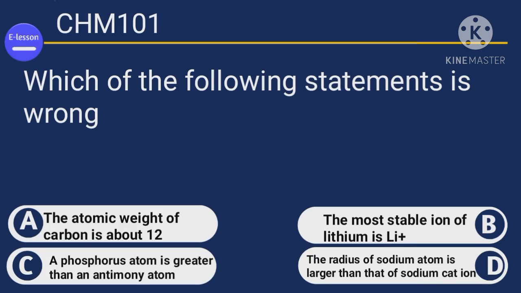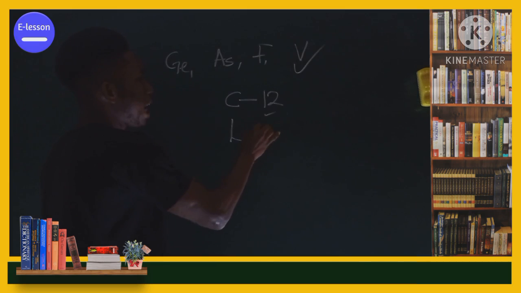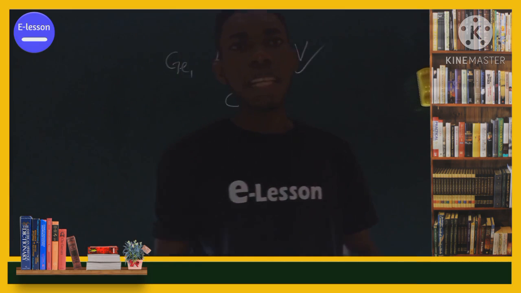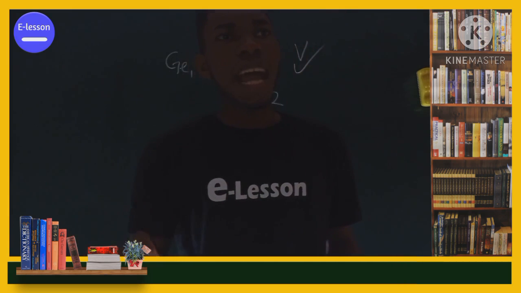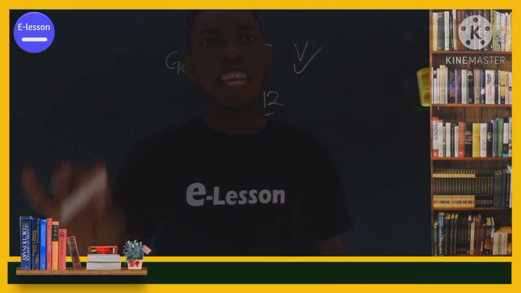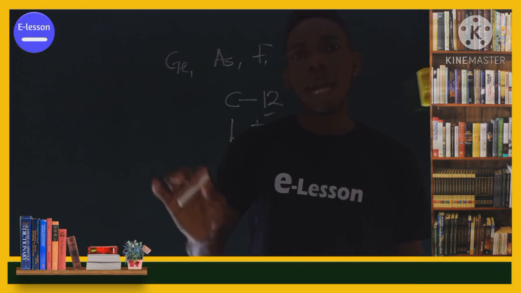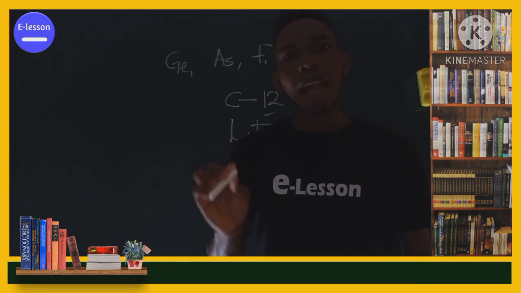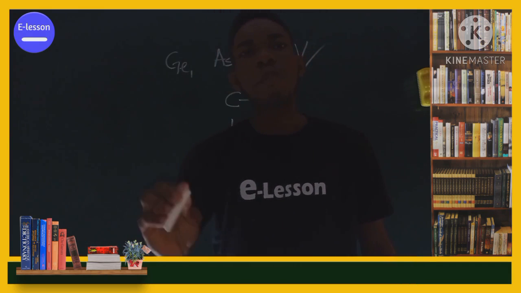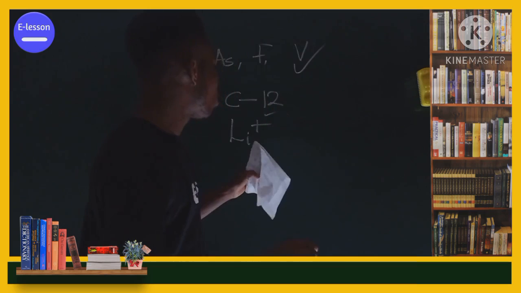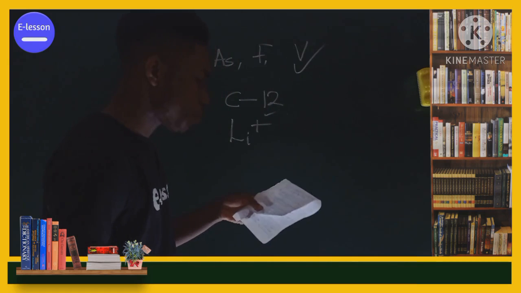The atomic weight of carbon is about 12. That is true. The most stable ion of lithium is lithium plus, lithium with a positive charge. That is correct. Reason being that lithium is a group 1 element, and the most stable ion is determined by the number of electrons that the atom can easily give out. A group 1 element can easily give out one electron to form a positive charge. Hence, lithium has the most stable ion as +1.